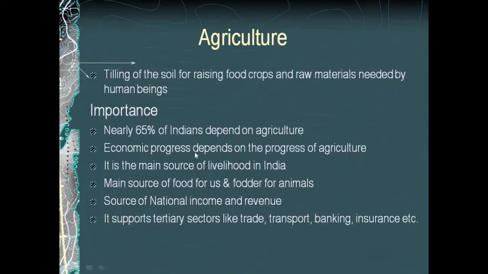And economic progress depends on the progress of agriculture, because the large income comes from that, and it is a very important one. It is the main source of livelihood in India. Also, it's the main source of food for us and fodder for animals, and the source of national income and revenue. It supports tertiary sectors like trade, transport, banking and insurance.